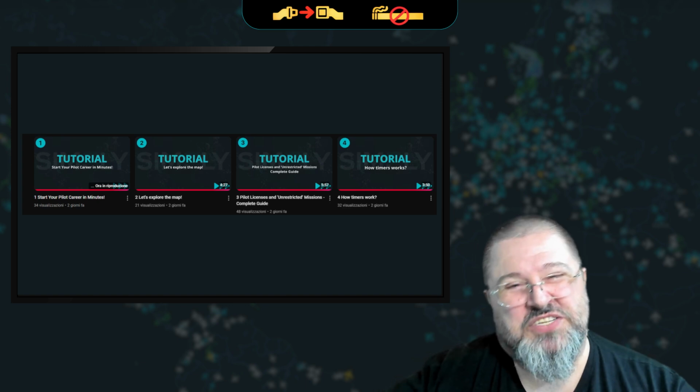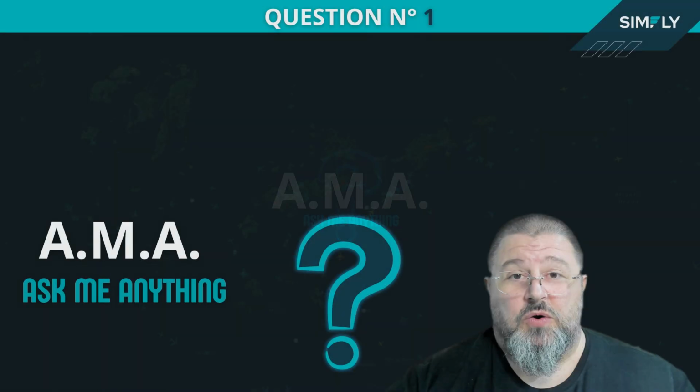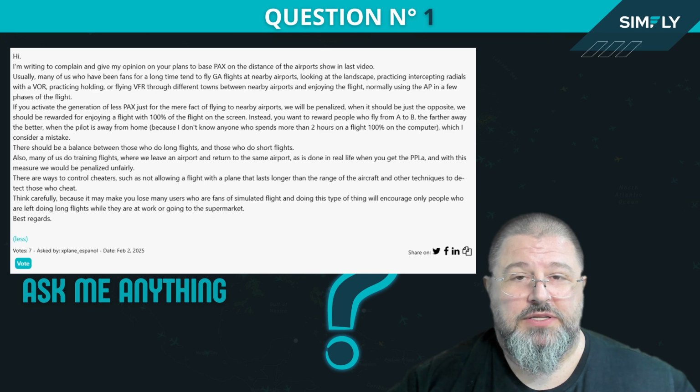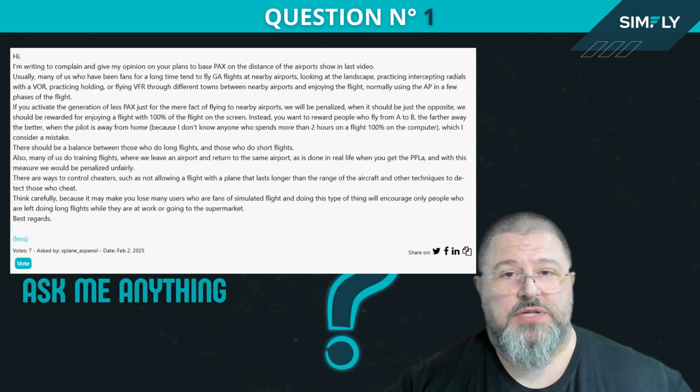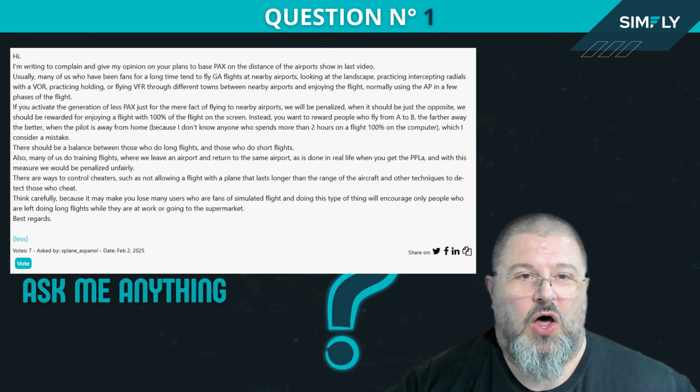And now let's go to the Ask Me Anything section. Question number 1 has been asked by Explain Español on the 2nd of February 2025 and has 7 votes. It is actually a long question.